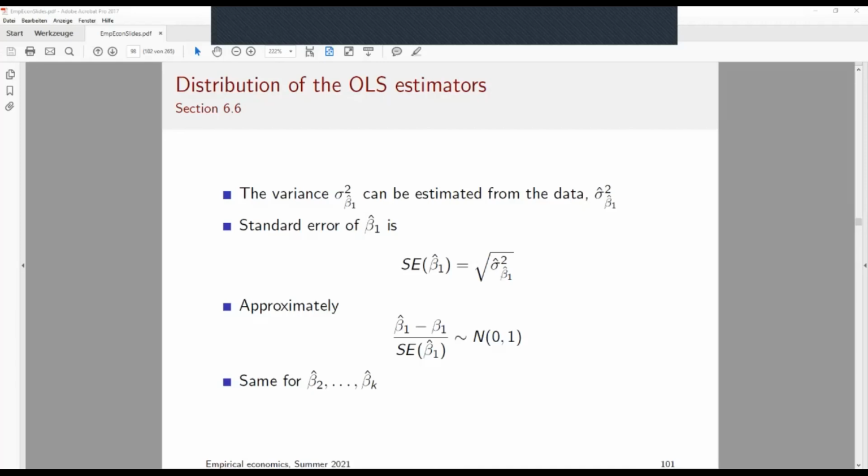And then we can see that approximately it holds, at least in large samples, that beta1 hat, our estimator, minus beta1, the true value, divided by the standard deviation of beta1 hat, is standard normally distributed. So we can, and we will see that next week, derive the whole set of t-tests that we derived for the simple linear regression model, also for the multiple linear regression model. So all the things we did a week ago still hold in our multiple linear regression model.